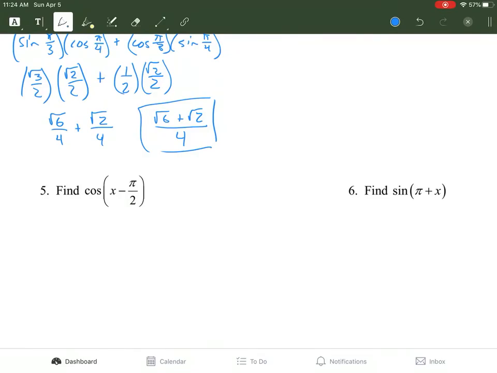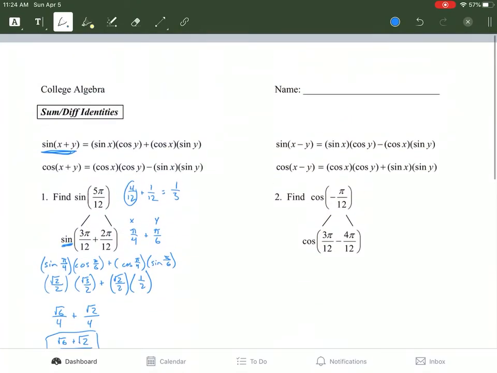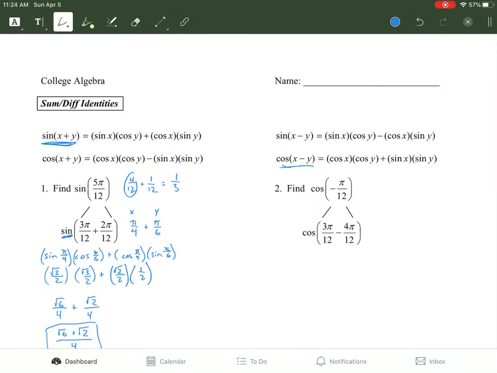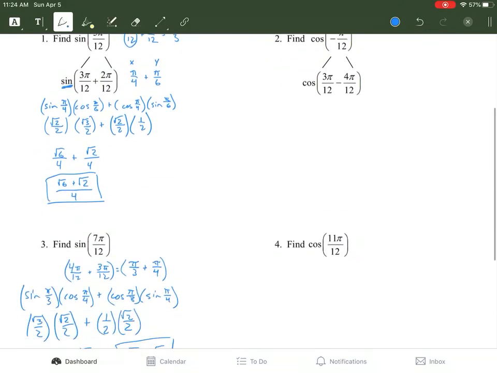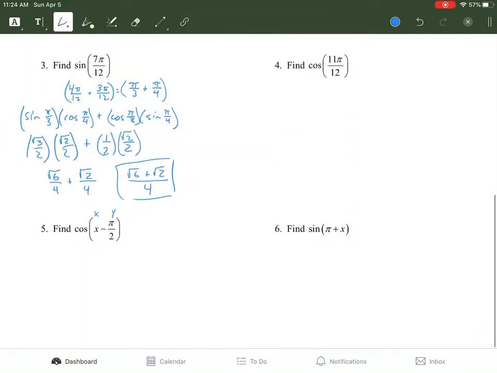Okay, so we don't have to find out what adds or subtracts to x minus pi over 2, because x minus pi over 2 is what we're going to subtract. So the x value is the x. The pi over 2 is going to be the y value. And we're going to use the cosine, and since it's minus, we're going to use the cosine minus formula. If we look up at the top, I'm using this formula right here: cosine of x minus y.